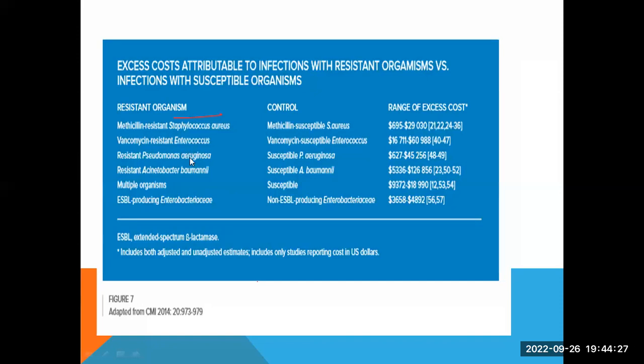And then another gram-positive coccus, which is Enterococcus, which you can find a lot in the urine. It can cause bloodstream infections as well. Not very common, but it can. When it's vancomycin resistant compared with vancomycin susceptible, you're talking about around 40 to 40,000. And this is a lot.